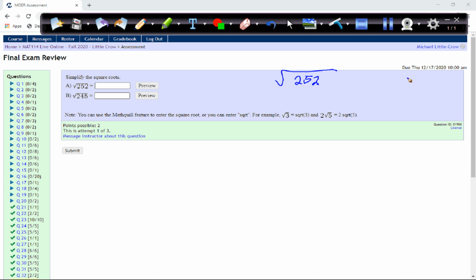Well, 1 squared is 1, 2 squared is 4, 3 squared is 9, 4 squared is 16, 5 squared is 25, 6 squared is 36, 7 squared is 49. And so what we're trying to see is what number actually divides into 252. And part of this is a little bit of guess and check.